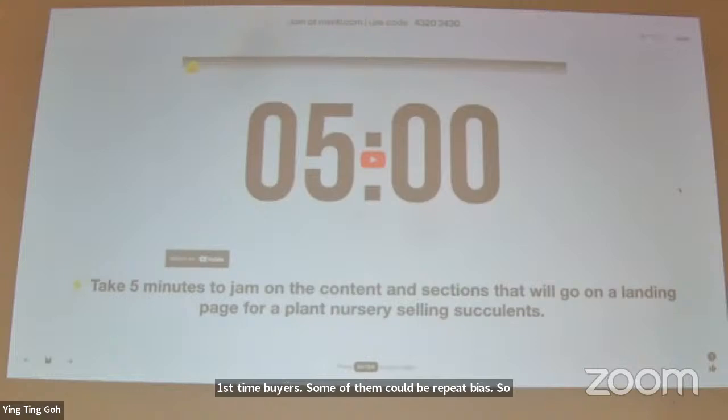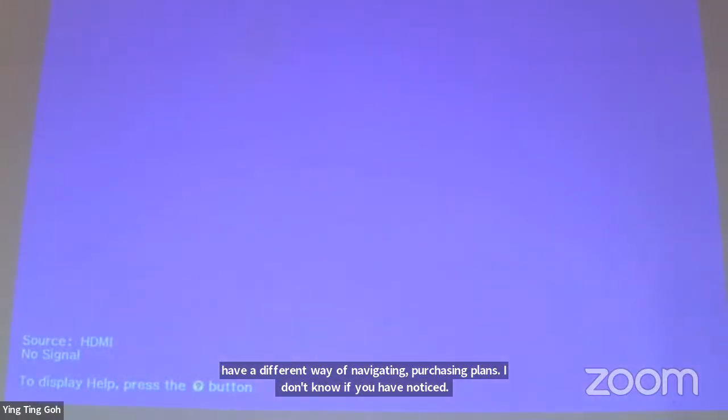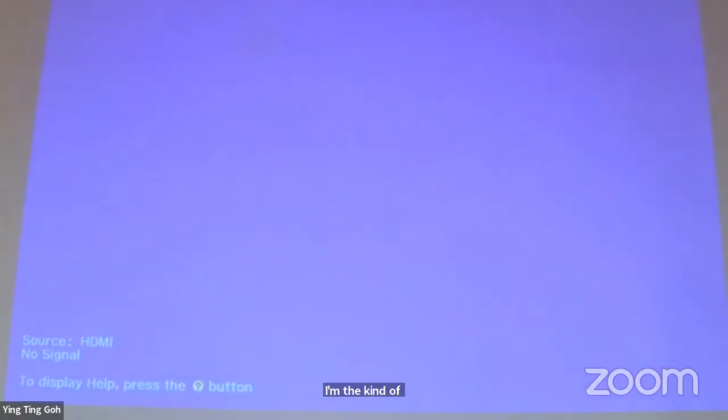Maybe the website is for people who are really good with plants and have them around. They have a different way of navigating purchasing plants. I don't know if you have noticed, I'm the kind of person who's tried purchasing a lot of plants and has unfortunately killed them, not by intention. But for me, when I look at a website, I have really no clue how to make the decision of purchasing a plant. So someone who knows their way around this world is going to make their choice, and different signals are going to stand out to them differently.